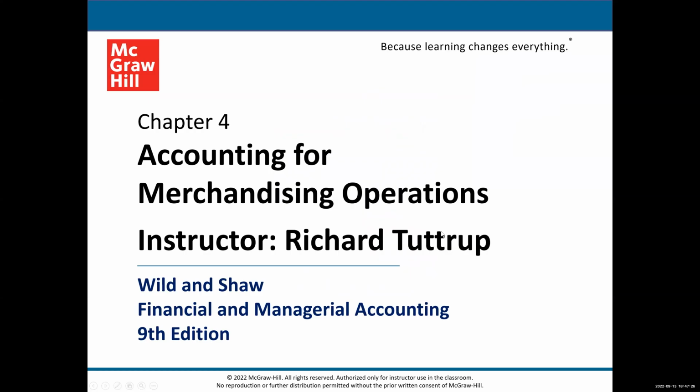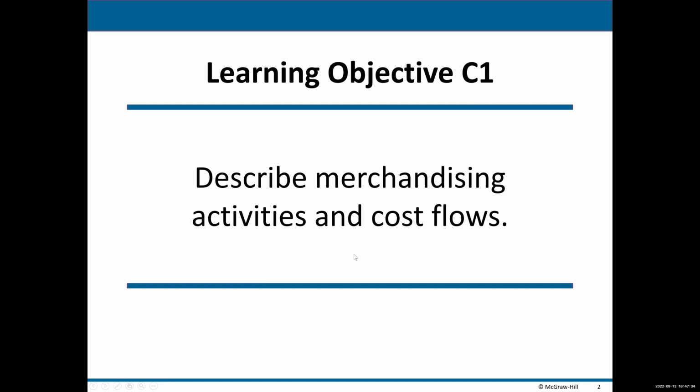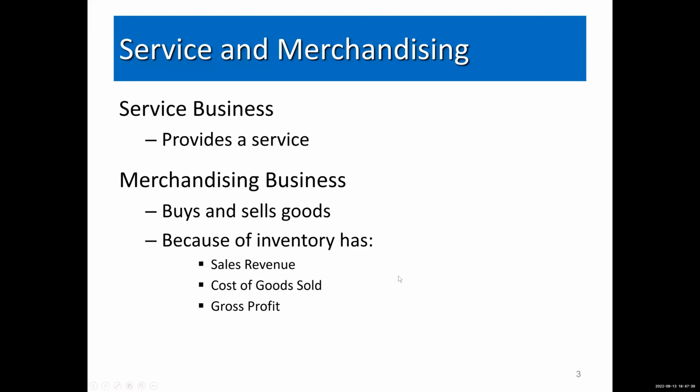Okay, Chapter 4 is on merchandising operations, and we'll be describing merchandising activities in this chapter. Up to this point, we have accounted for a service business. We make our revenue by providing a service. In a merchandising business, we buy and sell goods, and we sell what we call inventory. And for a merchandising business, the revenue is called sales, hence sales revenue.